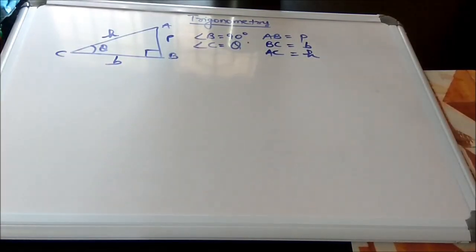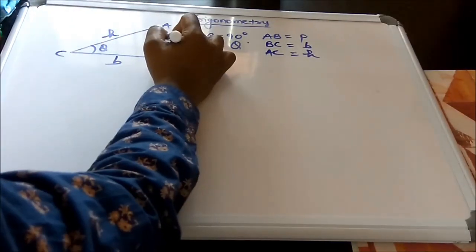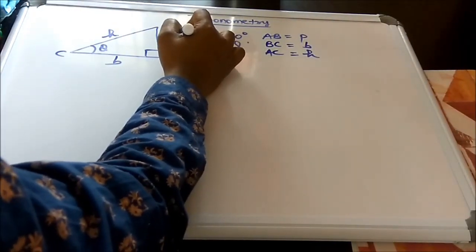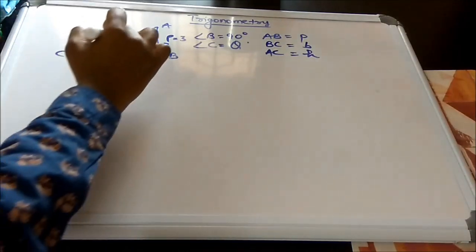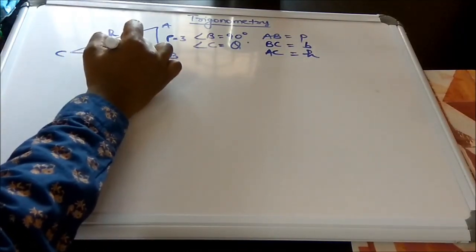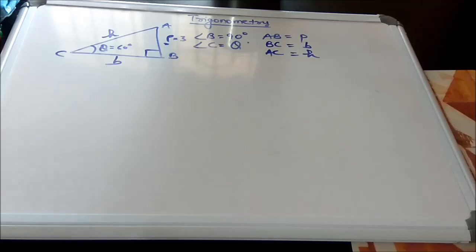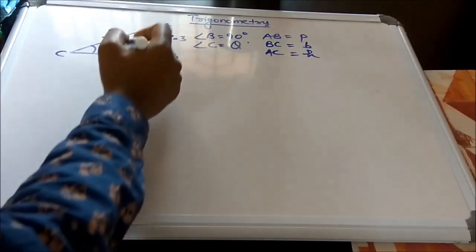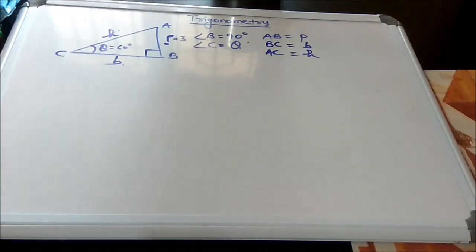So how will trigonometry help us? Suppose you are given P. Suppose P is 3, and theta is some angle, suppose 60 degrees. Then if you are aware of trigonometric concepts, you will be able to find the other sides. What is H? What is B? So that is the application of trigonometry. When some sides and angles are given, you will be able to find other sides and angles of a triangle. That is the basic application of trigonometry that you have to study in class 10th.